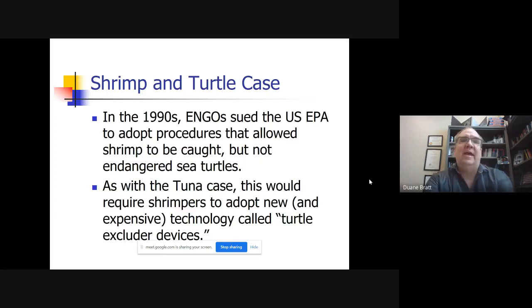So fast forward two decades, and we see a similar case playing itself out. A group of environmental organizations sued the U.S. Environmental Protection Agency to adopt procedures that would allow shrimp to be caught, but not endangered sea turtles. And as with the tuna case, this meant that shrimpers had to adopt new technology called turtle excluder devices, but this technology would be expensive. And so again, is this about protecting turtles or about protecting American shrimper jobs as opposed to shrimpers in lesser developed countries?